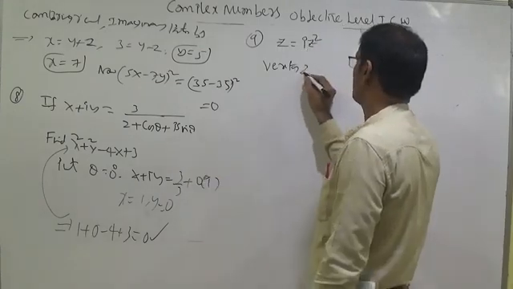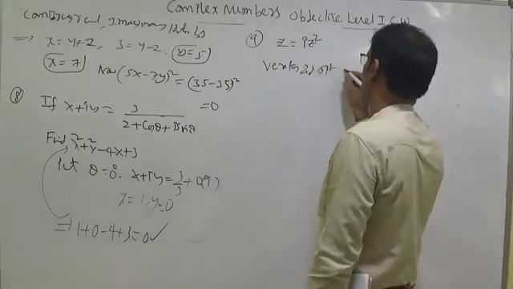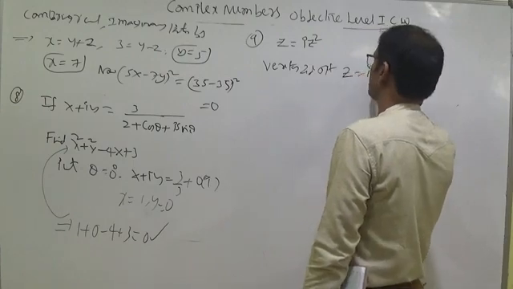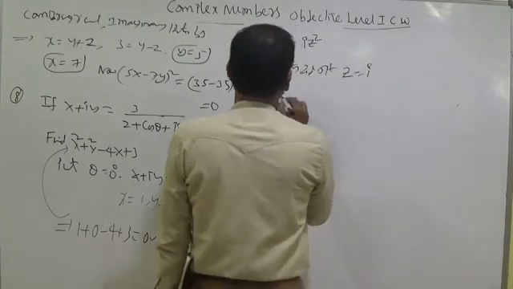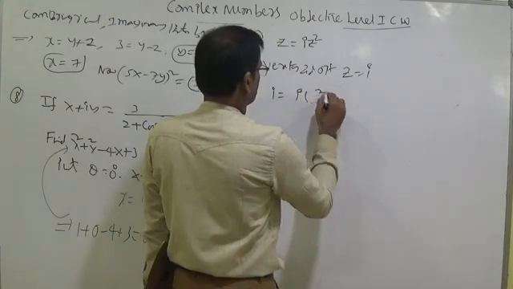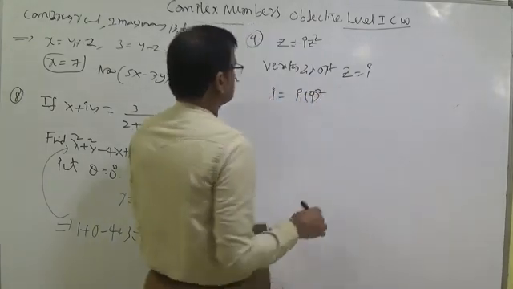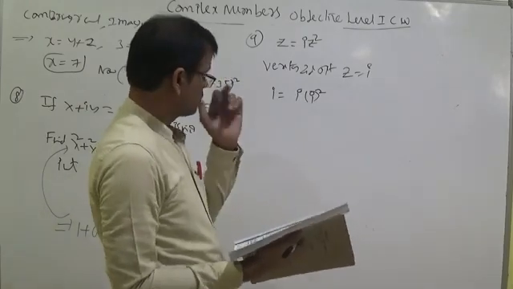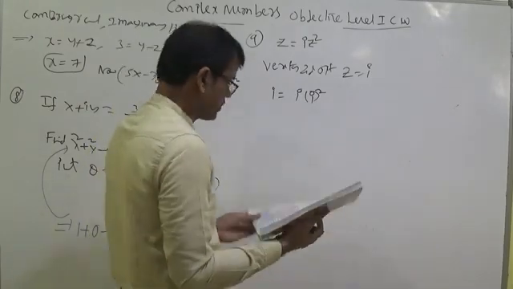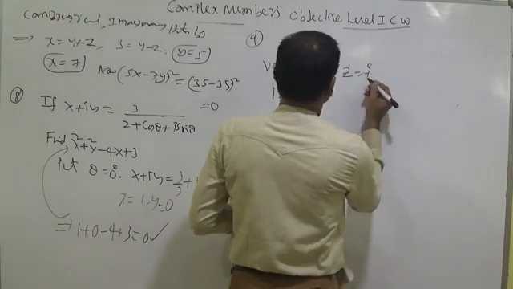So verify second option. Z is equal to i. Put here i is equal to i into i square. Second option is minus i. First option is not possible. Z is equal to minus i.